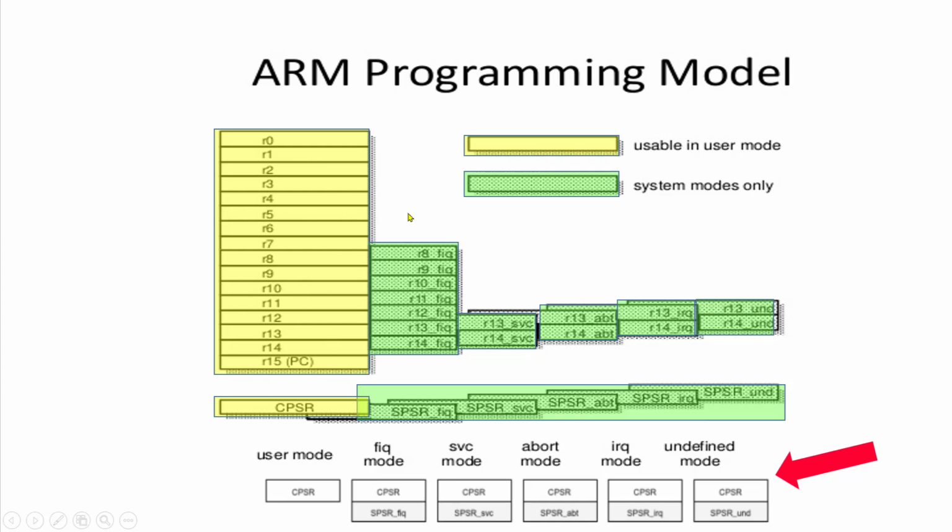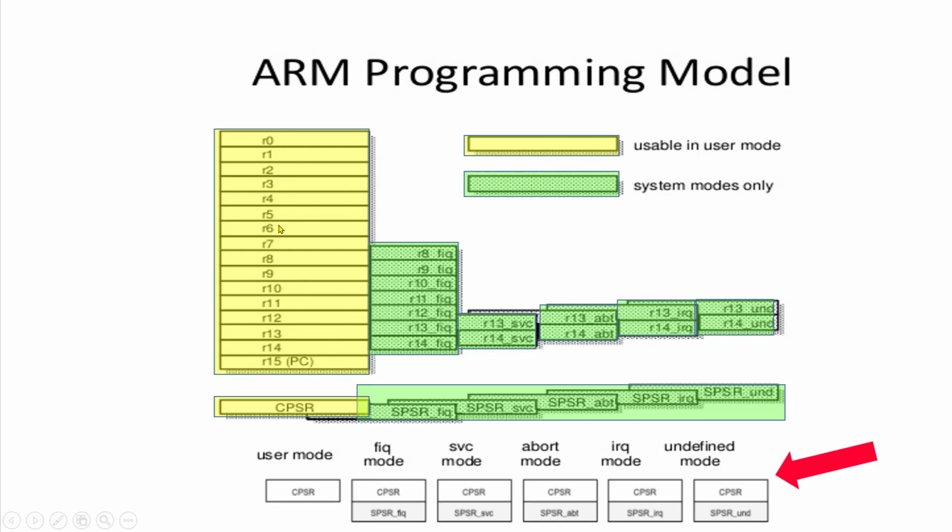So from this, you can understand during different modes of operations, different sets of registers will be used. So during this user mode, this R0 to R15, total of 16 registers are used.